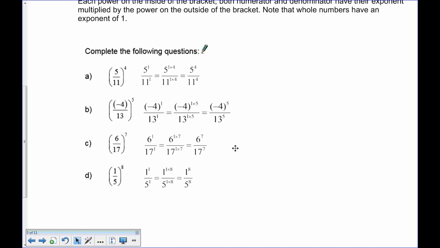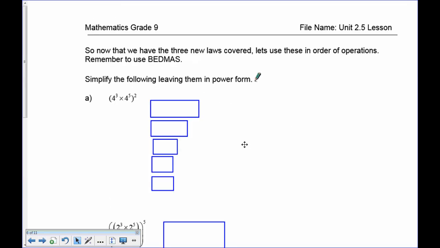Now you may be asking yourself, why don't I just put powers on the inside? We will be doing this later, okay, when things get more complicated. I just want you to get the simple stuff first. All right. So now that we've got the 3 laws covered, and the other cases that we've already done, let's take a look at how we can do the BEDMAS questions.